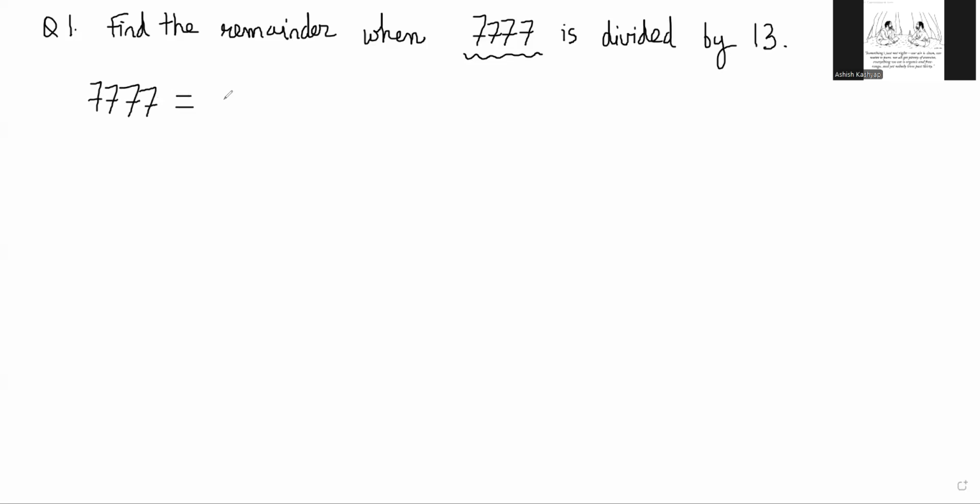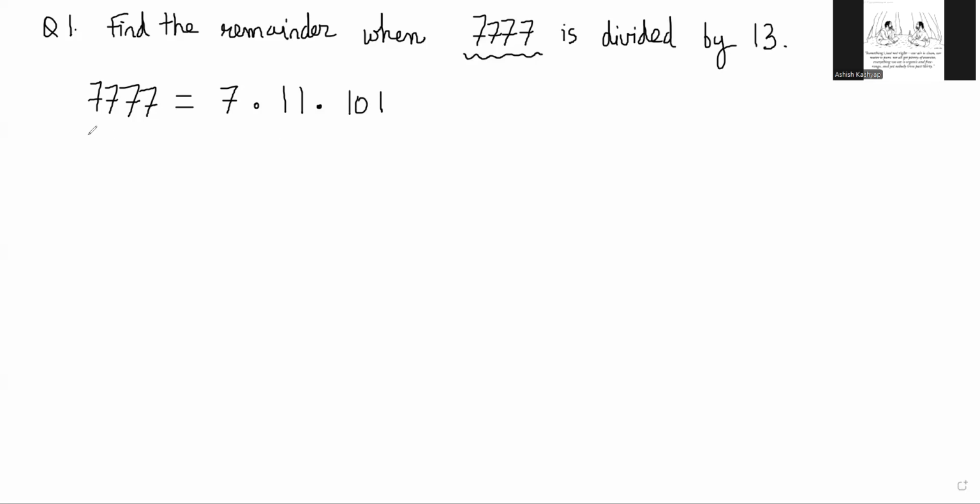What is the prime factorization of 7777? It will become 7 into 1111, and 1111 you can try to prime factorize. That will clearly be divisible by 11. So it will be 11 into 101, right? Yeah.